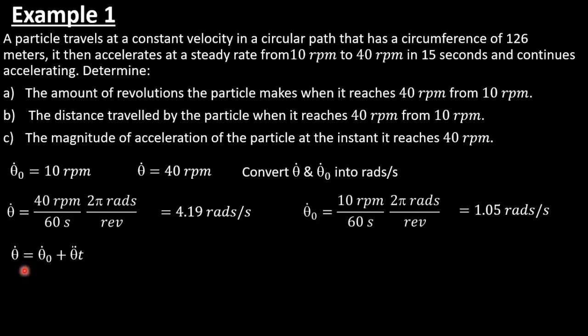So then I apply this equation here. Hopefully you had this written down. Okay, so theta dot equals theta dot sub 0 plus theta double dot times t. I'm trying to find theta double dot, so rearrange that for theta double dot.